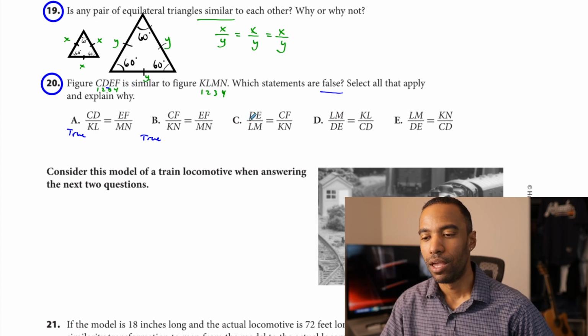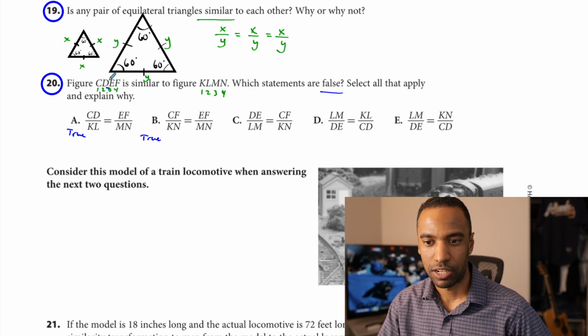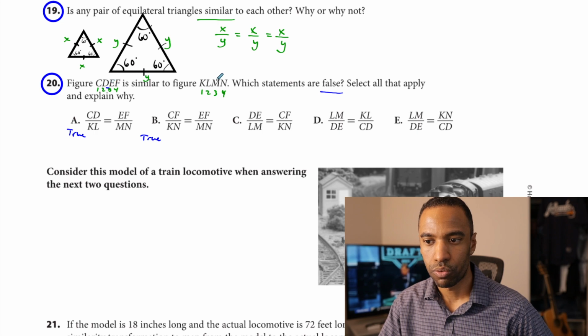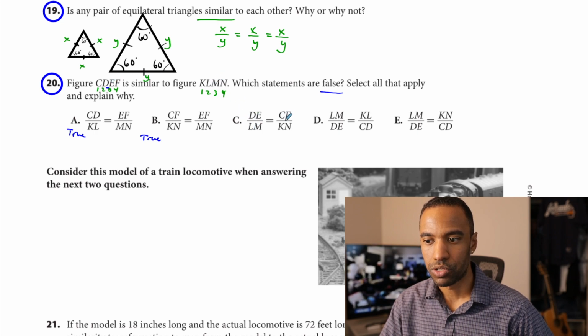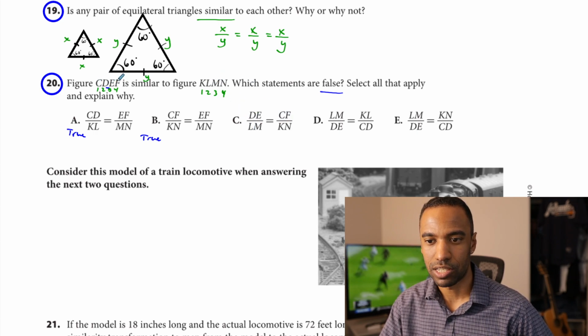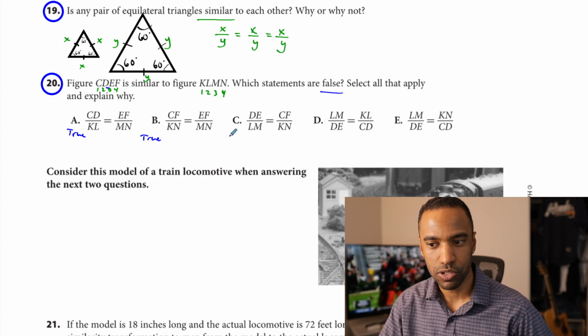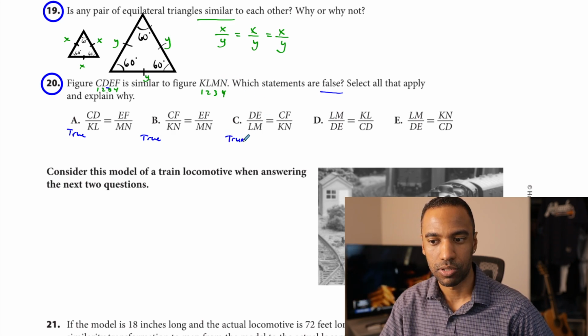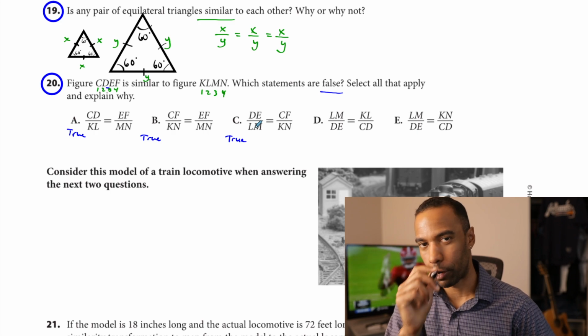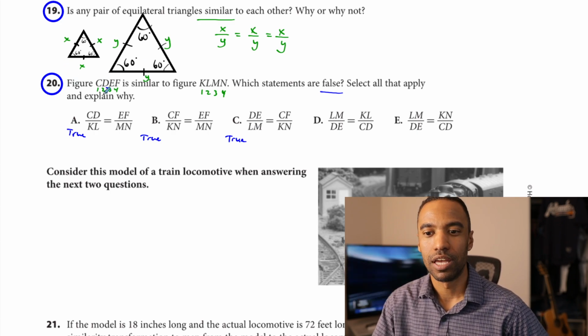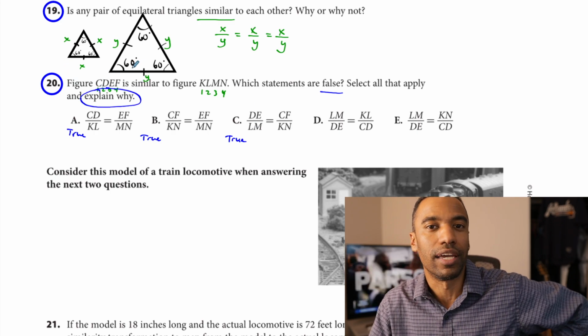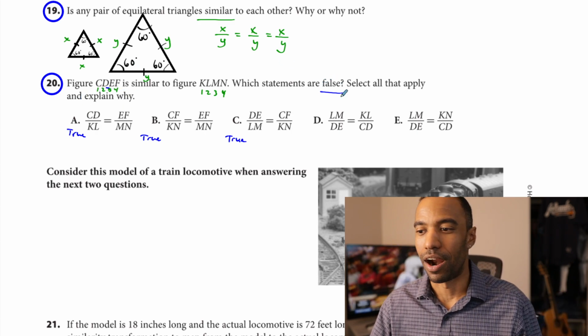Assuming these are similar. Did they tell you they're similar? All right, DE over LM. 2, 3 over 2, 3 equals CF over KN. So far, these are all good. No problems. They're not having a lot of fun with this. I would have made a bunch of false ones because the thing I would have focused more on was explain why. All right, here we go.